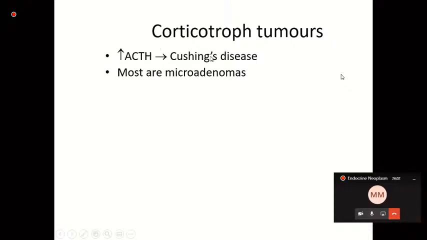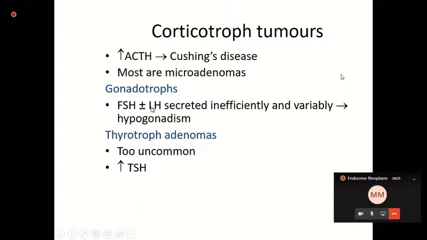When we say Cushing syndrome, where is the source? Adrenal. The source of cortisol is adrenal. But when we say Cushing disease, the source is the pituitary. Most are microadenoma, gonadotrophin, FSH, LH secretion, thyroid adenoma. You are already familiar with all this. We just revise.